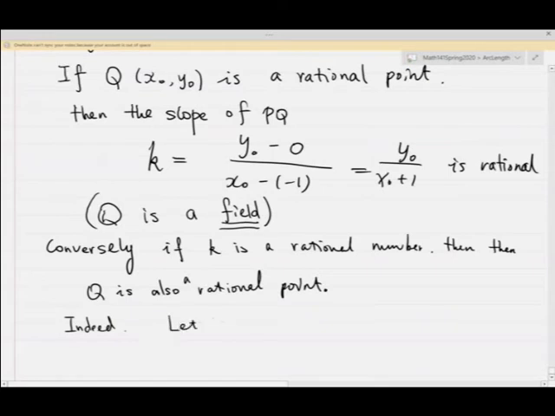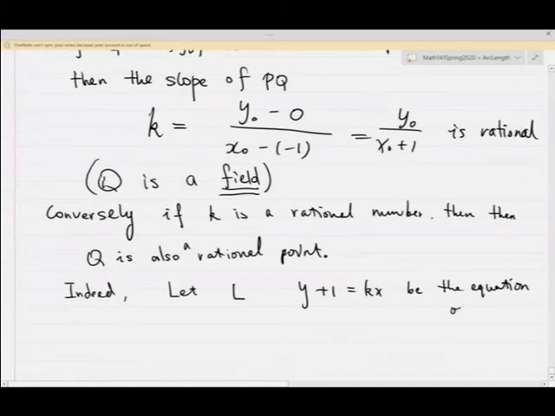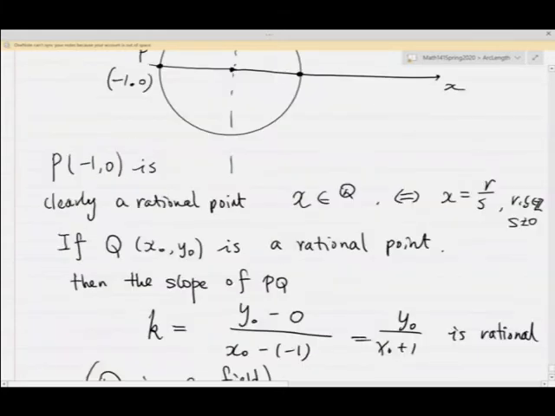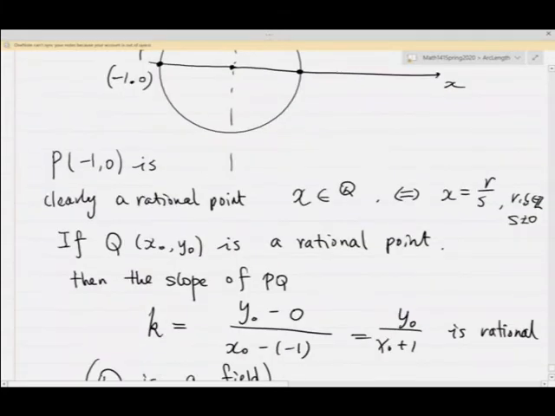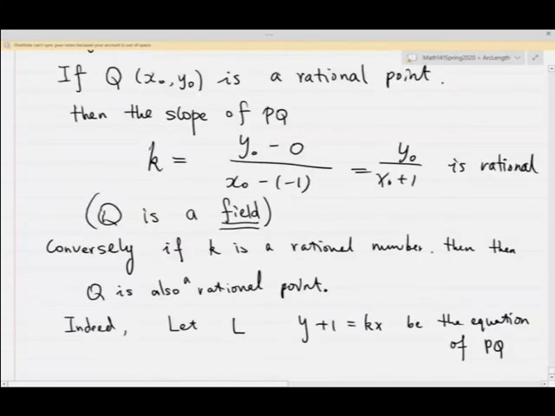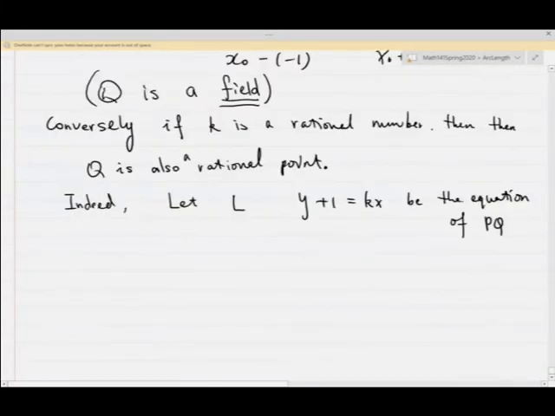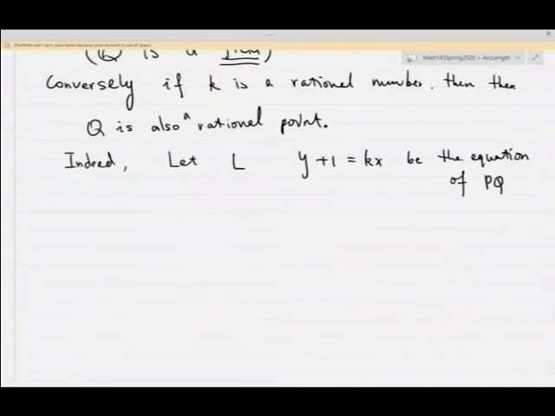Let L be the line equation, y equals kx plus 1, be the equation of the line PQ. From the line PQ we can write down, because we have a slope k, and we have a point P. From the point P, we can write down the equation. Then we find the equation.